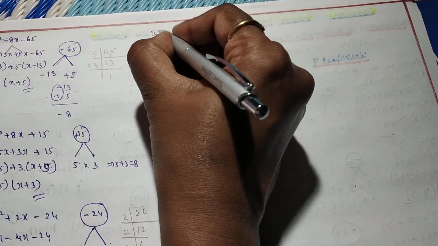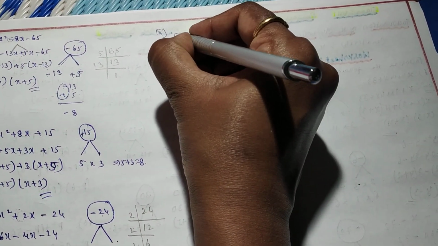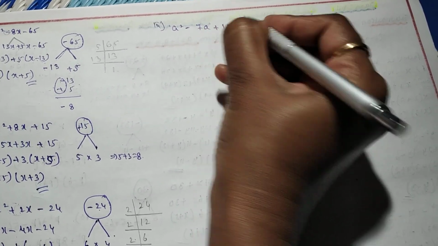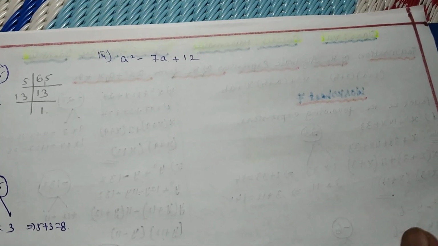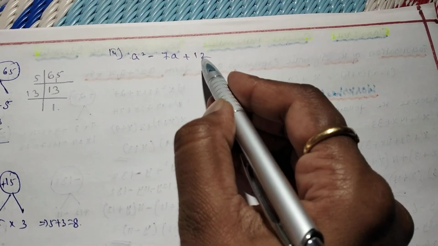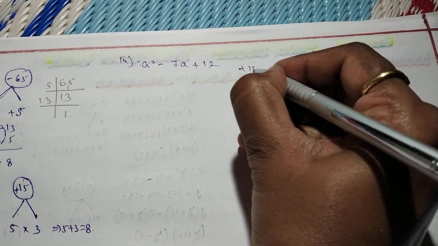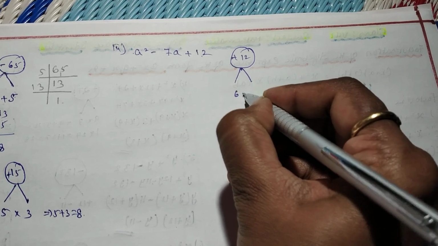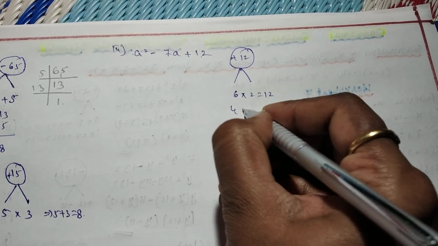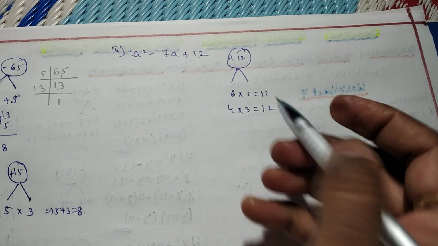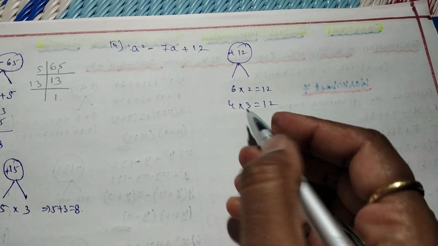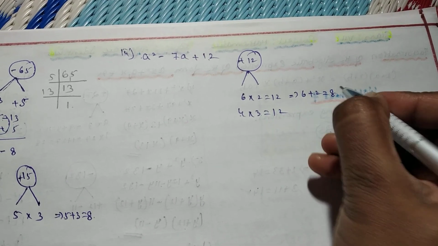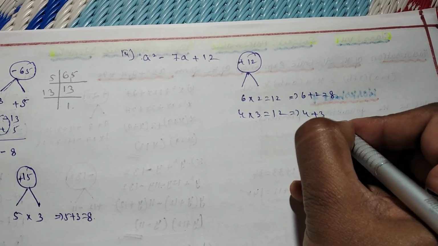The 14th question is a square minus 7a plus 12. Minus 7a plus 12. Now check it. 1 into plus 12 is plus 12. Right? Now choose the table. 6 2s are 12. 4 3s are 12. Right? What 12 we require? Plus 12 means we need to add the numbers. 6 plus 2 is 8 and 4 plus 3 is 7.